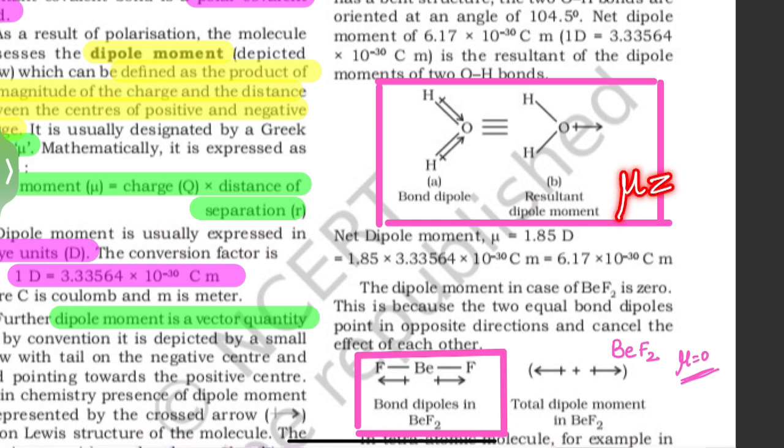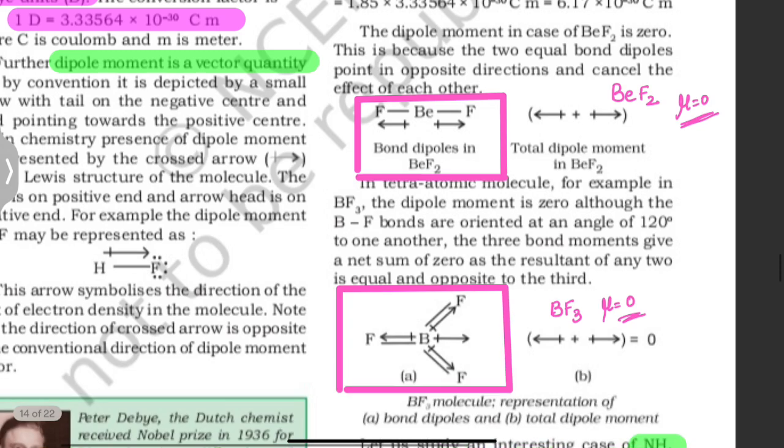Therefore dipole moment is not equal to 0. It is having some value. So how much is it? 1.85 D. No need to remember the value, just know that it is not equal to 0.